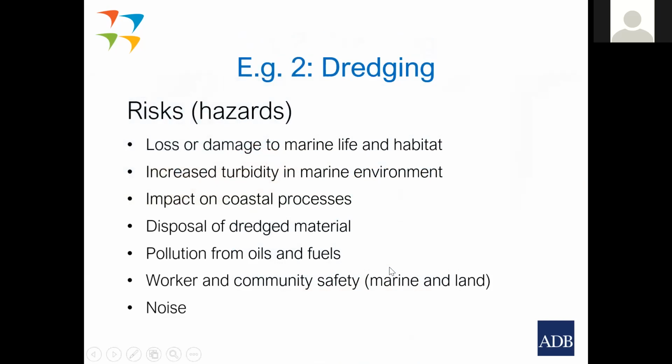So what are the hazards associated with dredging? Well, these are the hazards we've identified: loss or damage to marine life and habitat, increased turbidity in the marine environment, potential impact on coastal processes, disposal of dredged material, pollution from oils and fuels, worker and community safety, both on the land and on the dredger itself, and noise. There could be more, but these are probably the most important hazards of dredging.